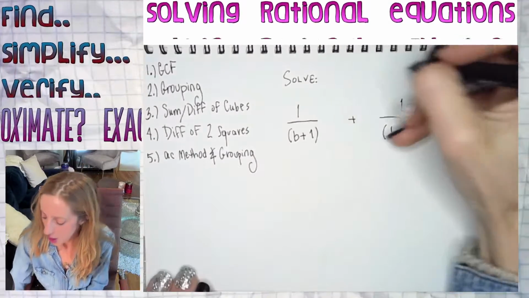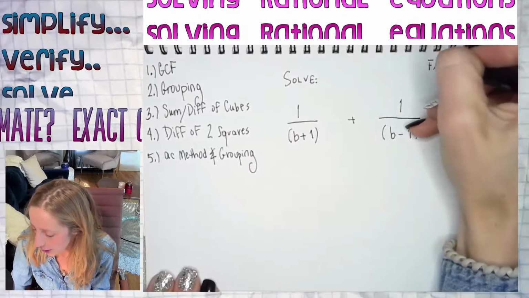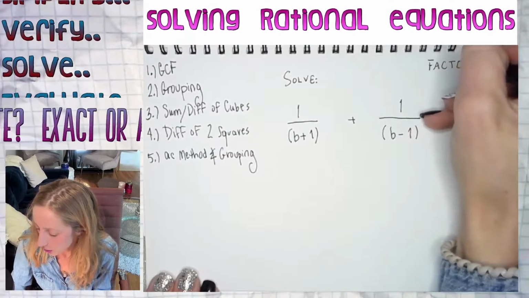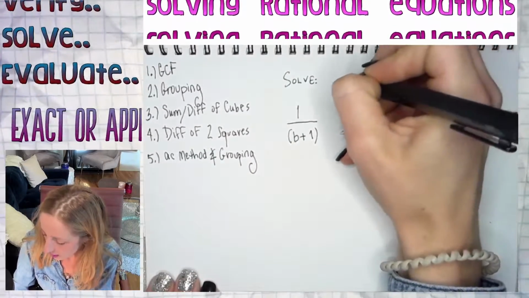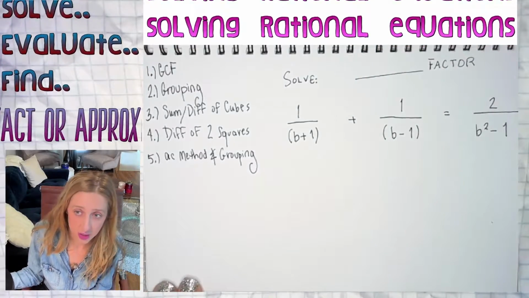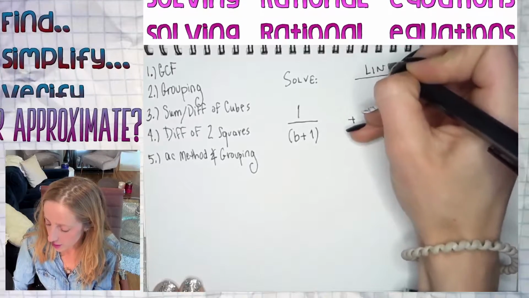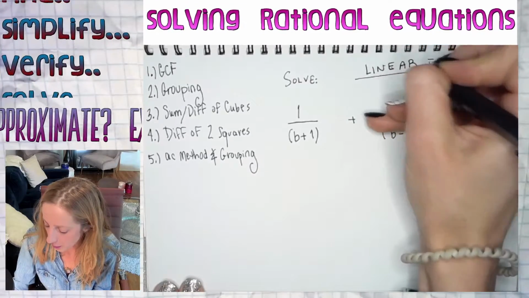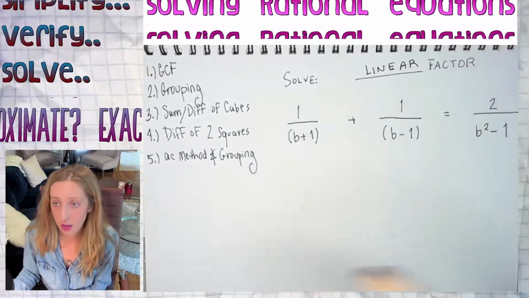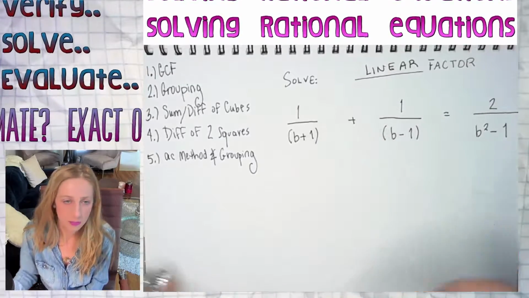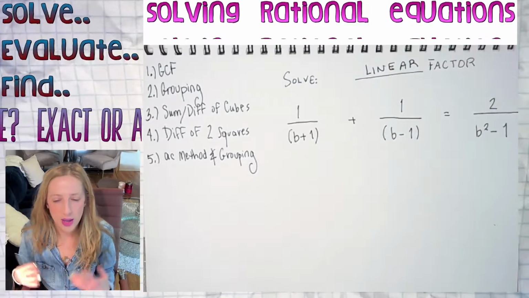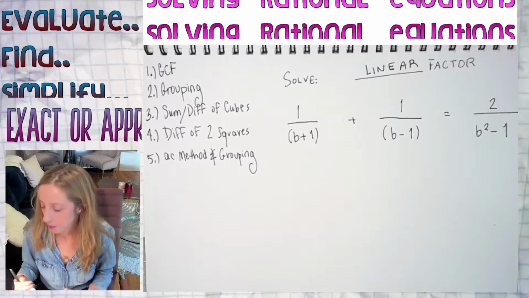A lot of the times when we say factor in Algebra 2 and beyond, the word before it we know as like an adjective describing a noun. The word before it, linear, is describing the type of factor that we're dealing with. So if we have a linear factor like b plus 1, we're good. That's prime. You can't factor that any further.